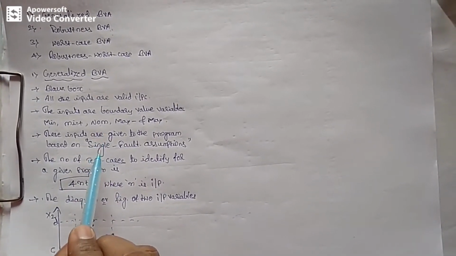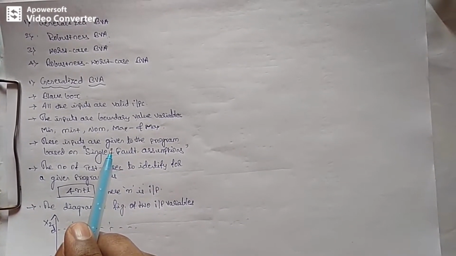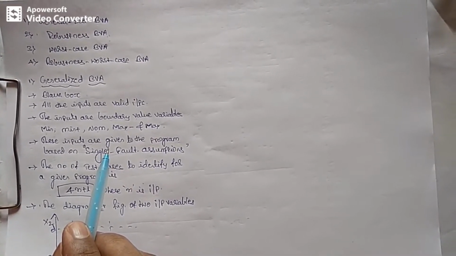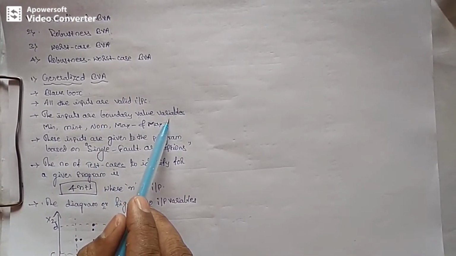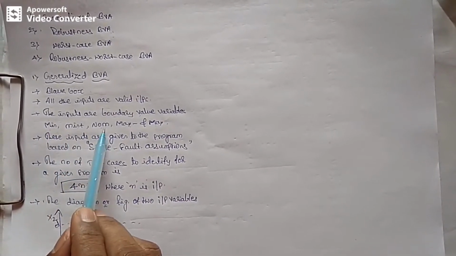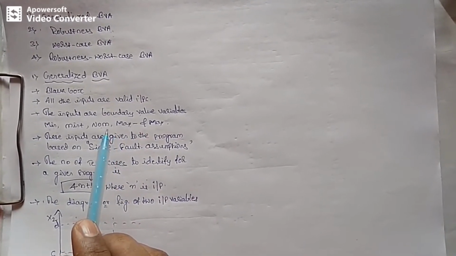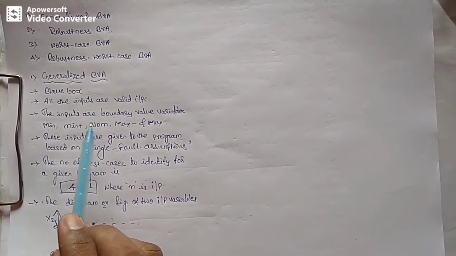Understood? I will repeat. The single fault assumption means if a program is accepting n input variables, out of these n input variables, 1 input variable we keep changing with respect to the boundary value variable, like minimum, minimum plus, nominal, max minus, max, in this order. The remaining other inputs we write as nominal. One time, 1 input variable we keep changing with respect to the boundary values. That is the meaning of single fault assumption.